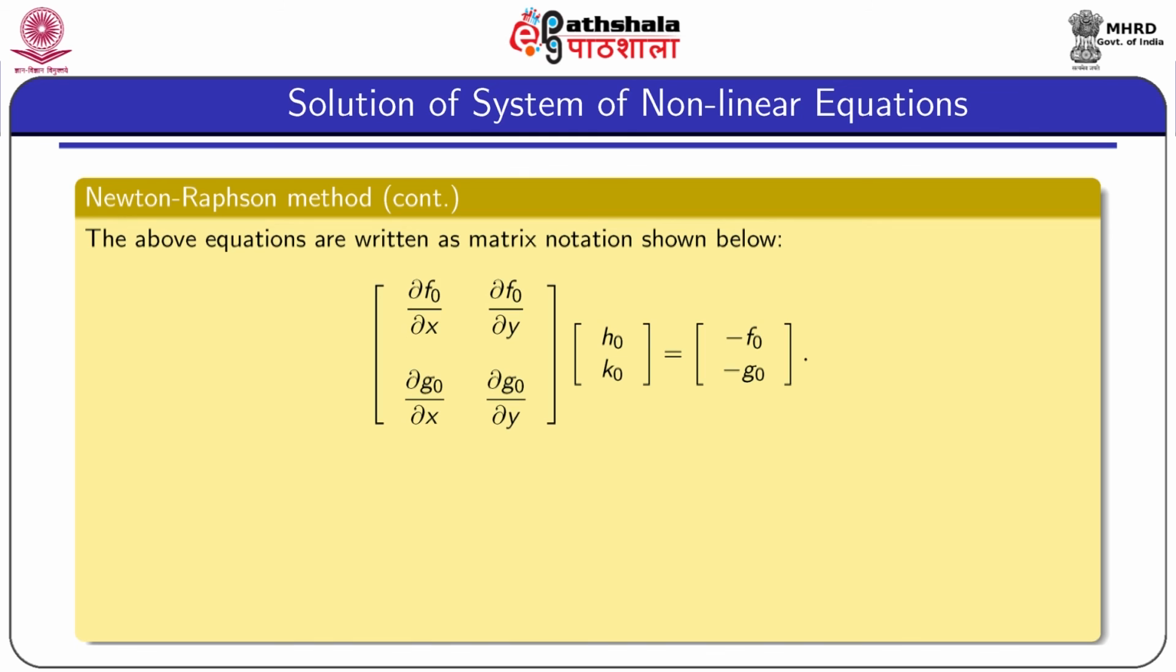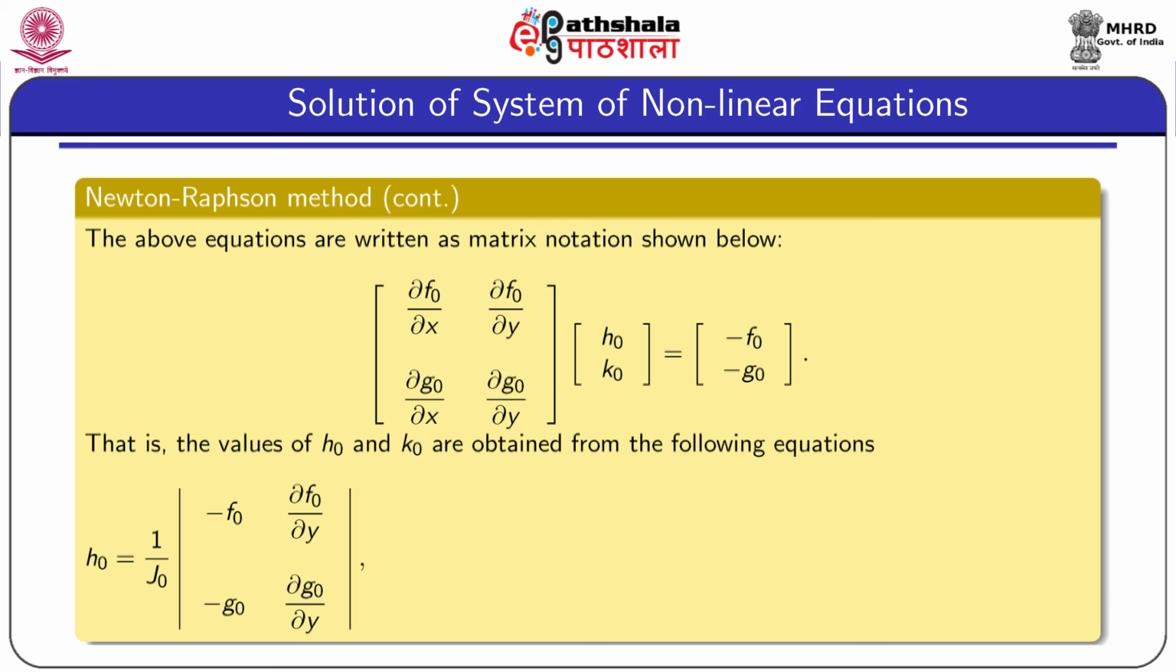So, this is a system of linear equations, and these equations can be written in matrix notation as shown below. The first one is a 2 by 2 square matrix whose first row is ∂f0/∂x, ∂f0/∂y, second row is ∂g0/∂x, ∂g0/∂y, multiplied by the column matrix h0, k0, equal to the column matrix -f0, -g0. So, this is a system of equations in matrix form. Solving this we can find the values of h0 and k0, or we can use any other method to find them.